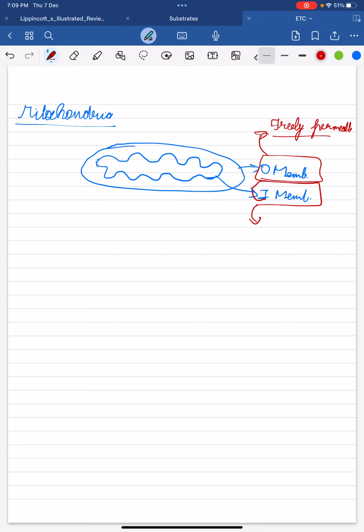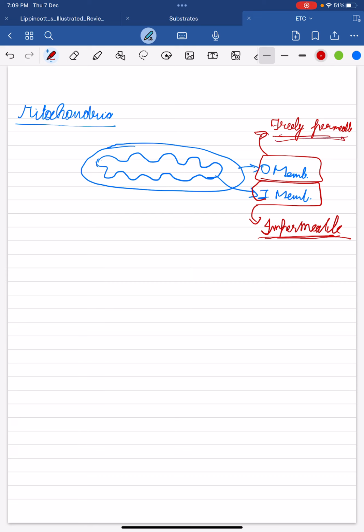The inner membrane is actually impermeable to most of the ions, including even the protons and other molecules like ATP or ADP or pyruvate or any such molecules. So it is really very, very impermeable. Hardly any substance passes through, but the outer membrane is freely permeable.